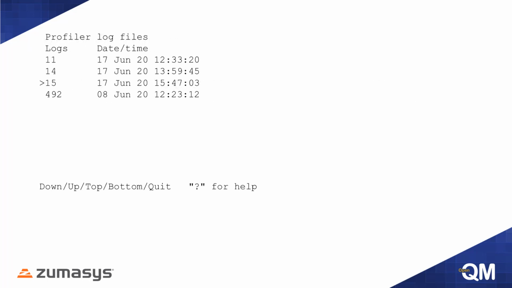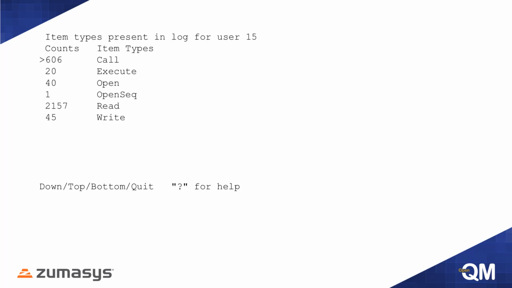The first screen capture here is the initial screen on entering the profiler tool, and it shows us the logs that are available. Now notice in the left hand side there is a little arrow pointing at one of them, and we can move this up and down with our cursor keys, but for the purpose of this screen captured example we've set it to point to log number 15. And if we then hit the return key to dive into that log, we get the next level of information.